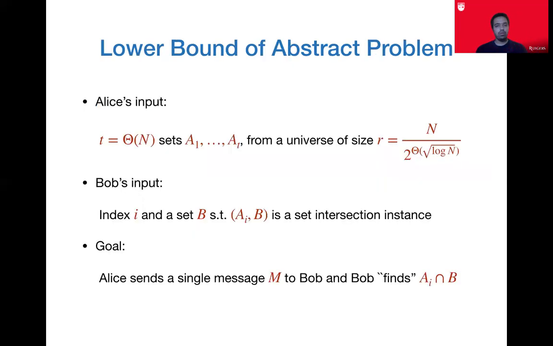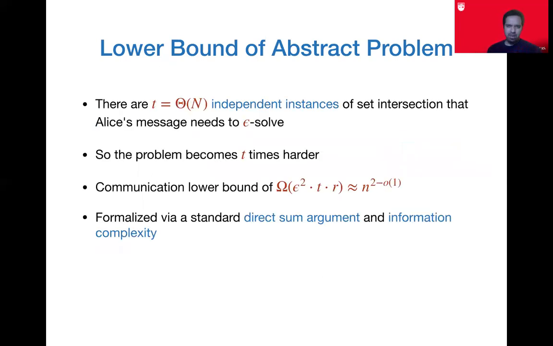Now, how are we going to use this? Remember that Alice had tons of sets. She didn't know which one is the special one. She has to send a message, and then after that, her message should be able to solve the set intersection according to this notion for the particular set that Bob has. So there are n independent instances of the problem. We said that solving one of them requires r bits of communication, roughly. Because there are t independent instances, we want to say that this becomes t times harder, which, if you do the math, becomes roughly n squared space. This is exactly what one can prove using standard arguments based on information complexity.